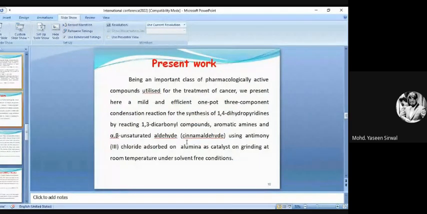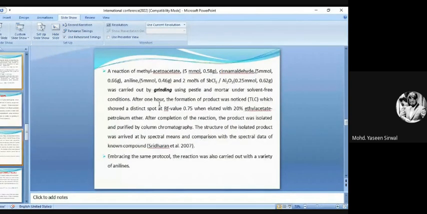Our present work, being this important class of pharmacologically active compounds utilized for the treatment of cancer, we present here an efficient, I can say solvent-free, one-pot, 3-component condensation reaction of 1,4-dihydropyridines by treating 1,3-dicarbonyl compound, aromatic amines, and alpha-beta unsaturated aldehydes using SbCl3 over alumina as catalyst, just by grinding at room temperature under solvent-free conditions.